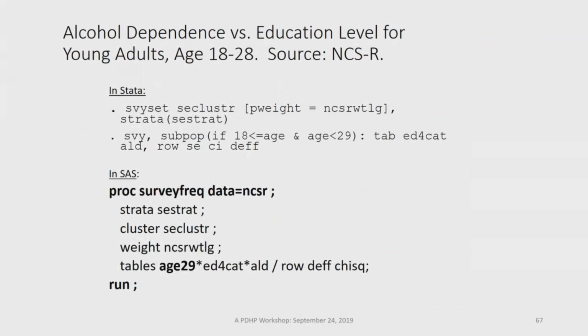The way we would do this in Stata, again, declare the design variables. This can be done globally. I'm showing it in each example, but you only have to do it once in a given Stata session, okay? So declare your design variables, run your svy: tab command, row variable first, column variable second.